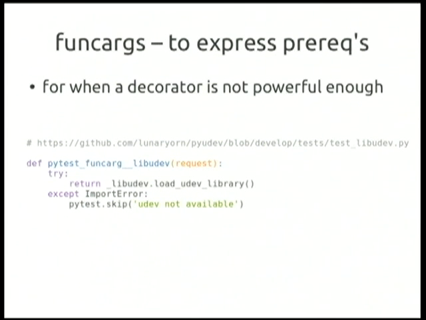You can also use it to express prerequisites in a way. So this is a Funcarg called libudev. We try and import it and load some crazy library. And if we can't do that, then we're just going to skip that test. And so this is a really neat way of expressing, this test needs this thing, and if it can't have it, then you can just ignore this test. That's just a little bit too complicated for a decorator, but it's kind of perfect for a Funcarg.